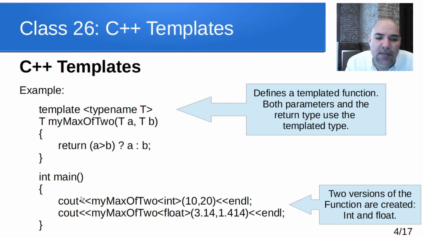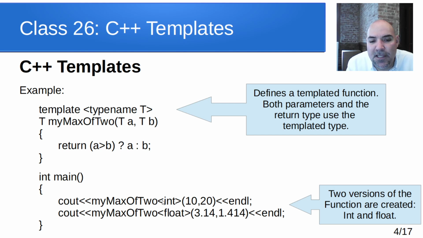You could have used printf down here because C++ is a superset of C. We could have used printf and a %d to print out what this outputs. We could have used a %f down here for this float. But notice here we are using that function, myMax2. But notice after the name of the function, when we go to call it, we put the type that we want it to be.